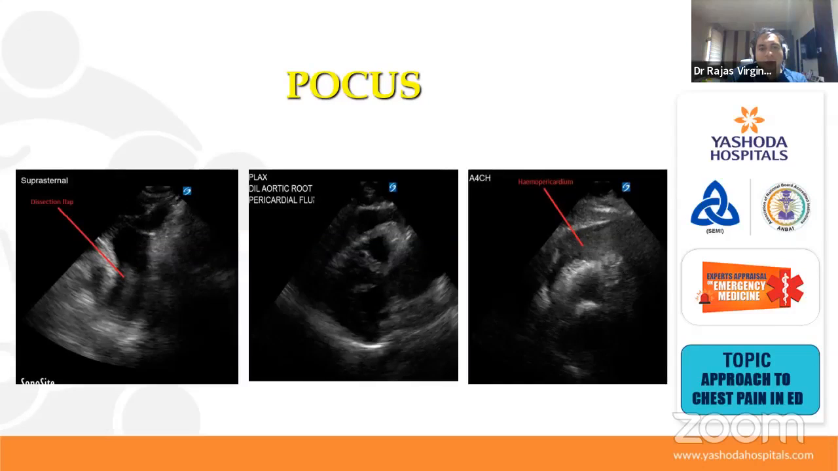Now in the emergency department, we are very adept with point of care ultrasound. Here you can see the suprasternal view, which shows a dissection flap in the first image. In the second image, you can see a dilated aortic root, generally more than 4.5 centimeters on a parasternal long axis view. You can see some hemopericardium here as well. In the context of symptoms suggesting an aortic dissection, if you see pericardial fluid, it is hemopericardium.